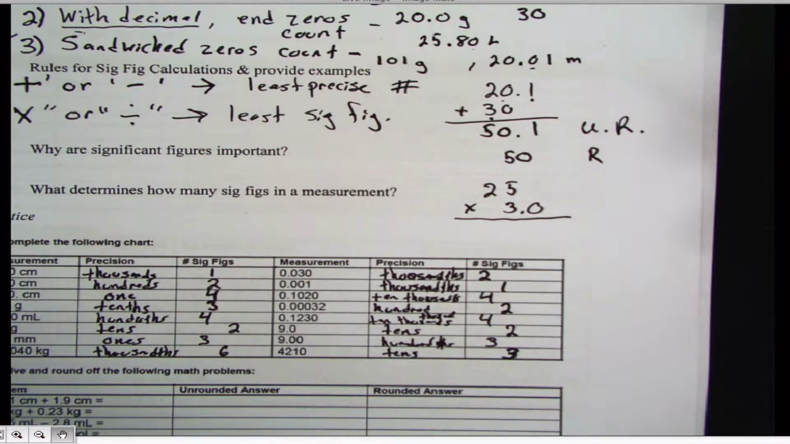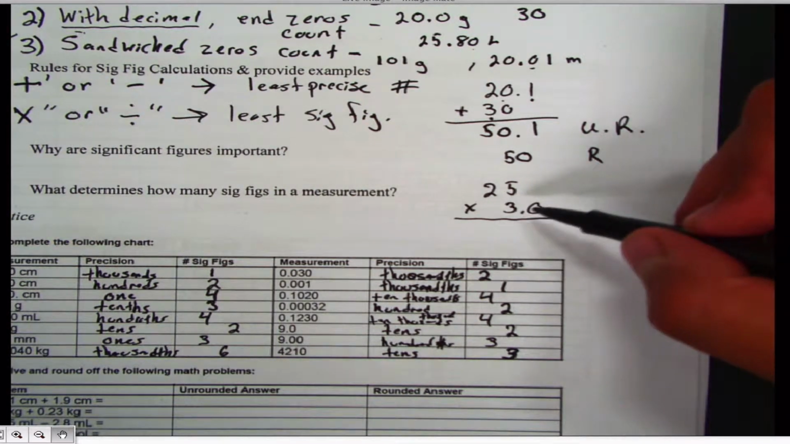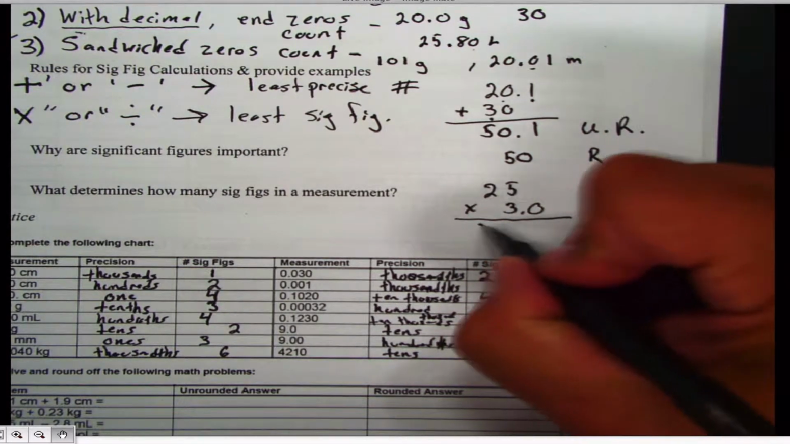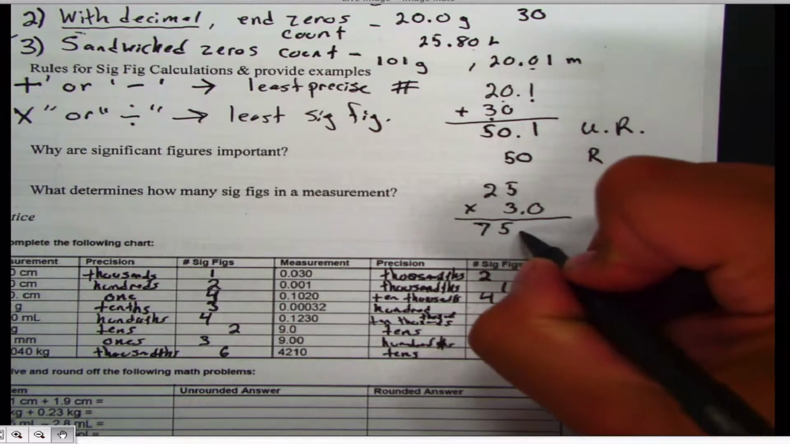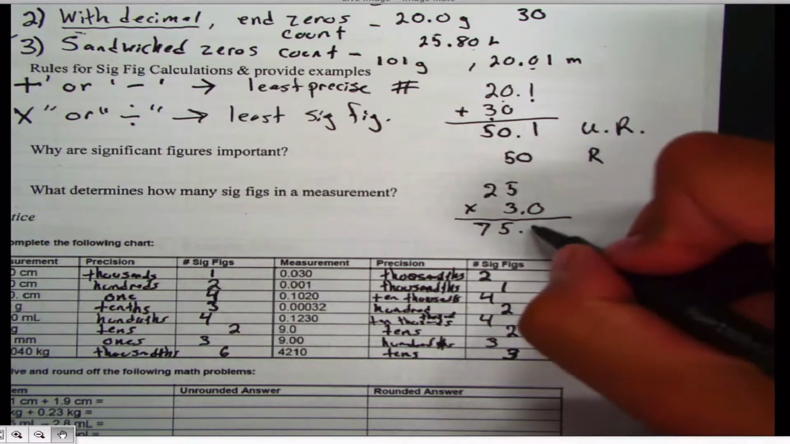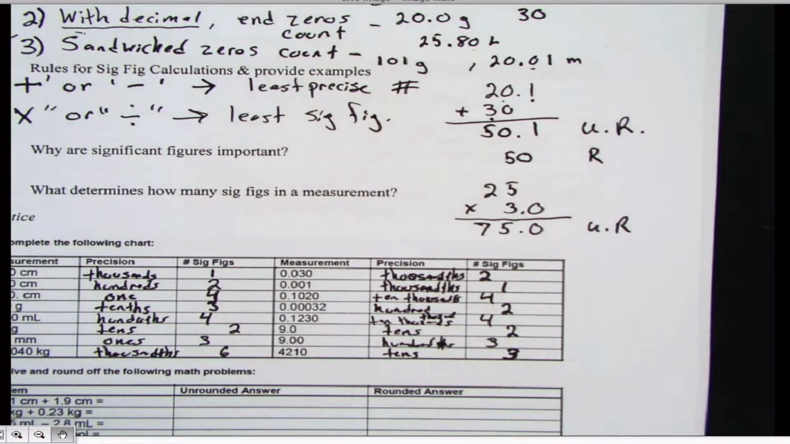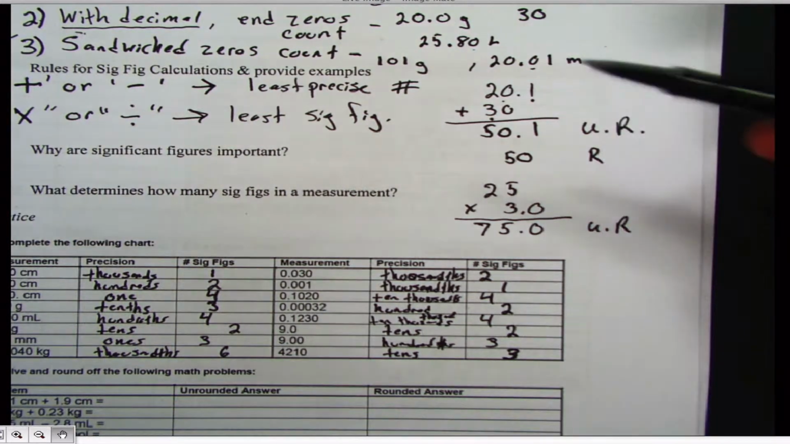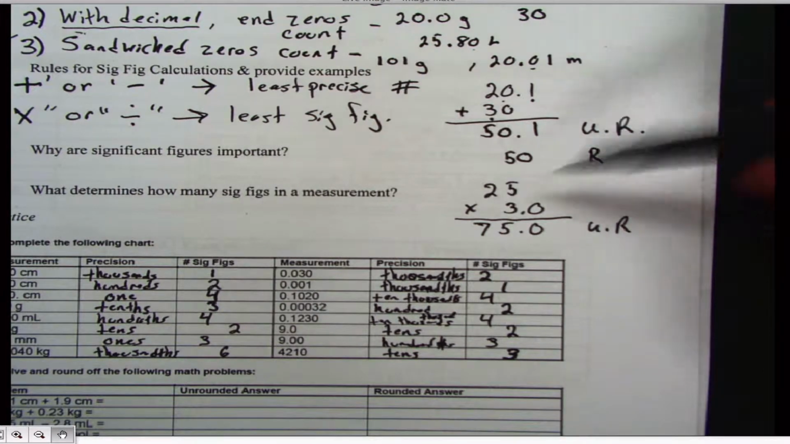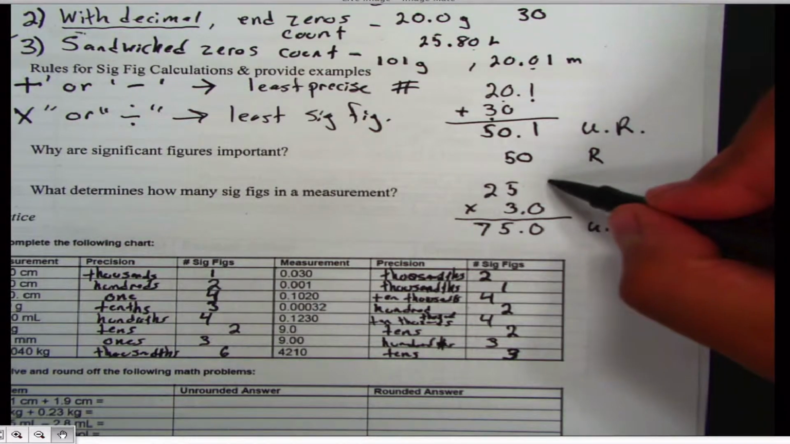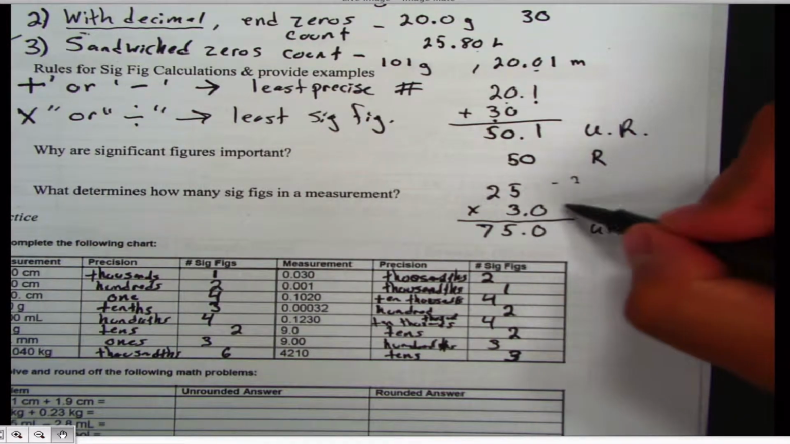Everyone knows 25 times 3 is going to be 75. No fear, there's a decimal. So here's my unrounded answer. Okay, but now we have to look for how many has the least. So we have to look at both of our numbers and say which one has the least amount of significant figures. 2 non-zeros, so here's 2 sig figs right here. So this number has 2. This number also has 2.